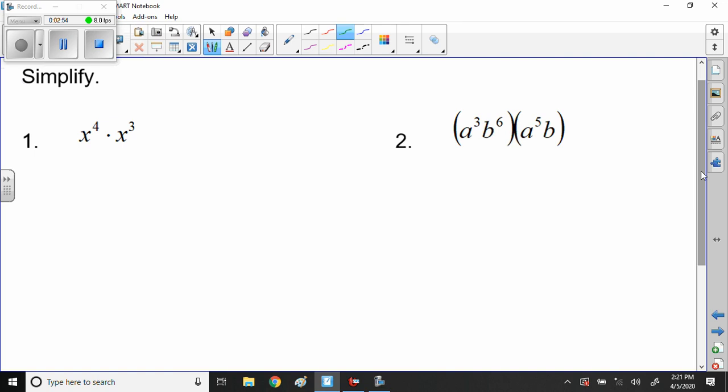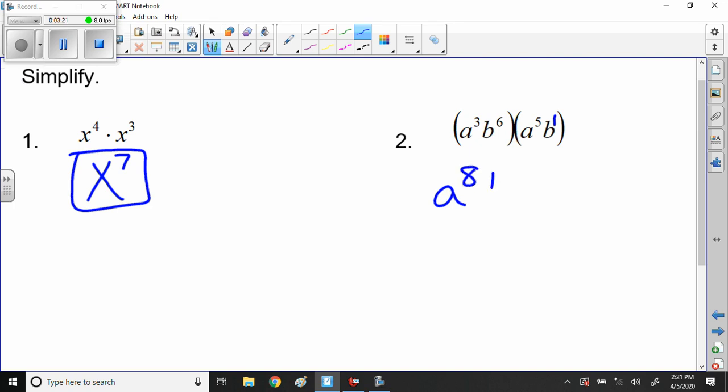So on number one, we just want to simplify these two. The important thing is they have the same base x, and so I'm going to add the exponents. So if I add 4 plus 3, I get 7, and that's our answer. On number two, I have two different bases with different exponents. So I'm going to put a 1 on this b right here. There's always automatically a 1 there if you don't see something there, okay? And so we have a, and I'm going to add the exponents. 3 plus 5 is 8, and then we have b, and we have 6 and 1, which makes 7.